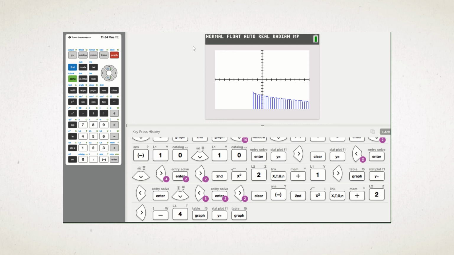All right. Well, cool. Graphing square root inequalities, letting our calculator do the work, but still don't hesitate to think about it.